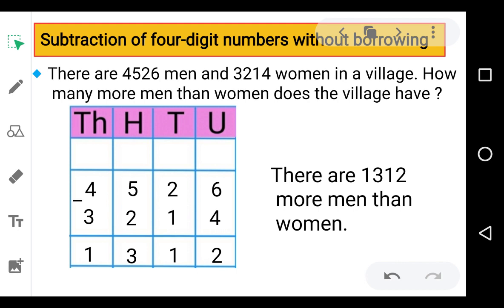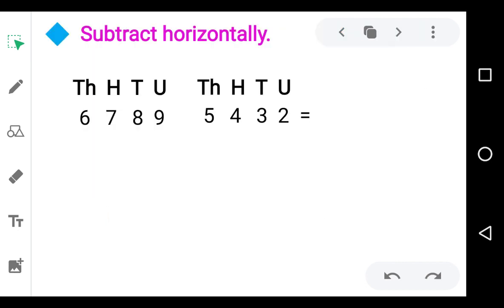Next example is subtract horizontally. How to subtract horizontally? See, we subtract unit from unit, tens from tens and hundred from hundred. Let's start subtracting. First, write the number in horizontal order. Take a difference between 2 digits while writing a number.